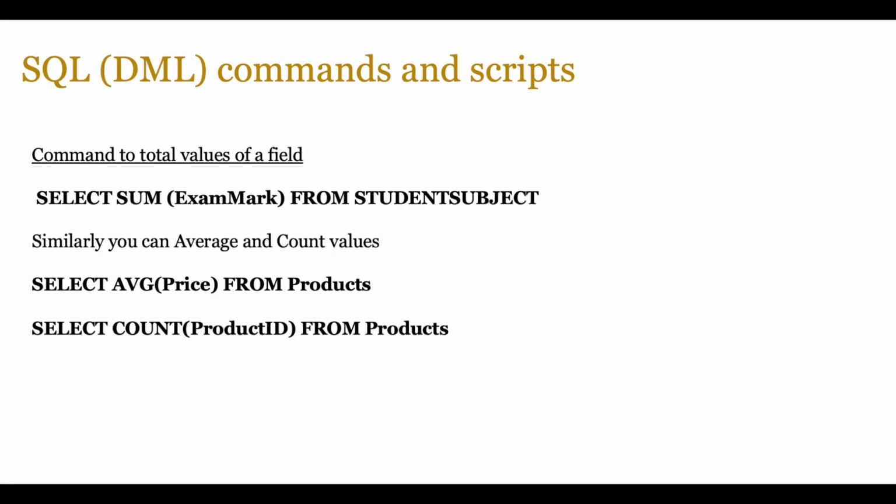Now, other commands you will come across are sum, average, and count. So here we're simply saying select sum on a particular attribute or field. So in this case, select sum on the exam mark from the student subject table. And that will add all the exam marks and give us a total. Similarly, we can say select AVG for average, for price, from products. Select count of product ID from products, which will count all the product IDs which have a value in them. Again, the use of these is pretty straightforward.